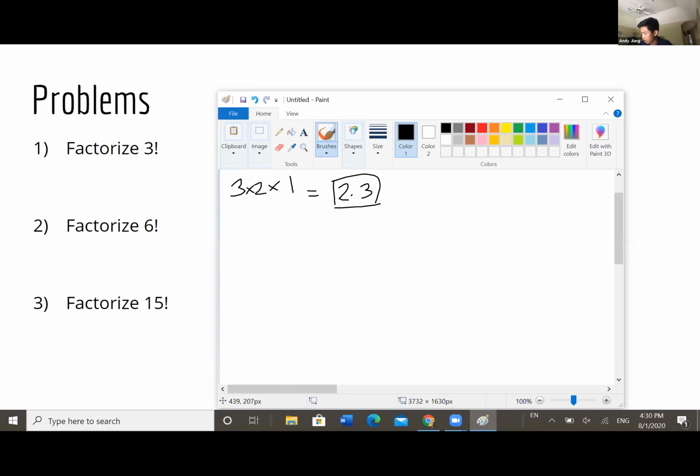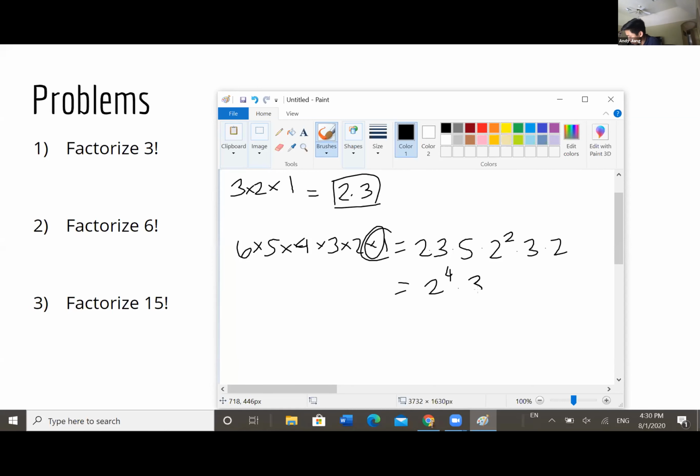All right, second question, factorize 6 factorial. So I'll write 6 factorial as 6 times 5 times 4 times 3 times 2 times 1. Right? And I can break up each number into its prime factors. So 6 is 2 times 3. 5 stays as 5. 4 is 2 squared. 3 is 3. 2 is 2. And then 1, we don't worry about that. All right, and then grouping these together, I get 2 to the 4th times 3 squared times 5.